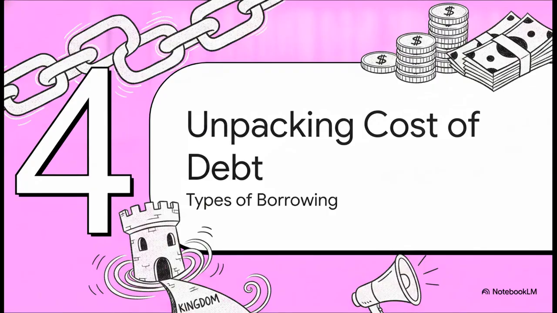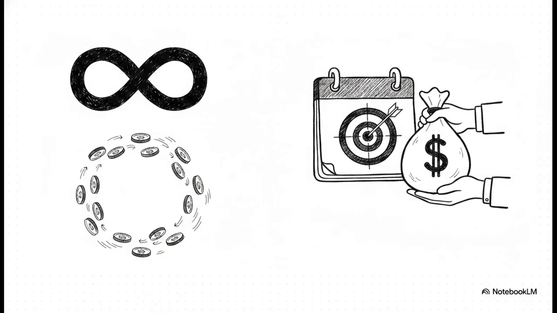Section 4. Unpacking cost of debt. Okay, so now we're crossing over into the second kingdom of capital. We've looked at the shareholders. Now we need to look at the lenders to figure out what it actually costs a company to borrow money. In your exam, you're going to face two main types of bonds: irredeemable debt and redeemable debt. Irredeemable debt is exactly what it sounds like. It is literally never repaid. The company just pays interest in perpetuity, forever.